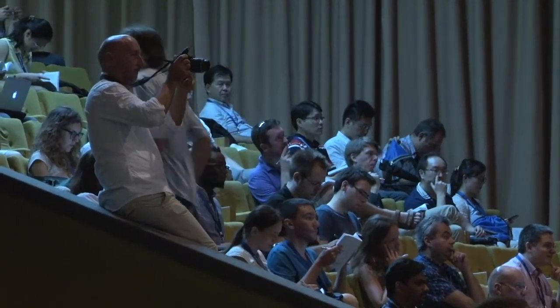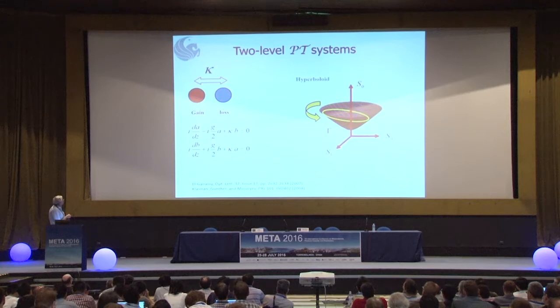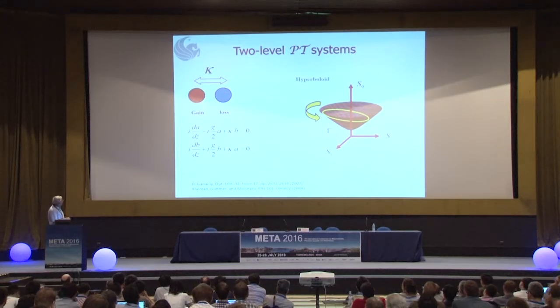a two-level PT system. This can be, say, two cavities exchanging energy in time, one exhibiting gain, the other one loss, or maybe two waveguides coupled because of their proximity. If you would like to write the evolution equations, of course they take this simple form. Kappa represents the coupling, and G, plus G and minus G, represent the gain-loss contrast between these two cavities or waveguides.